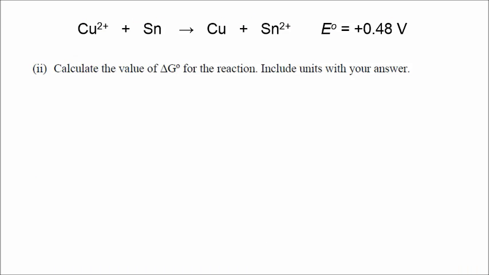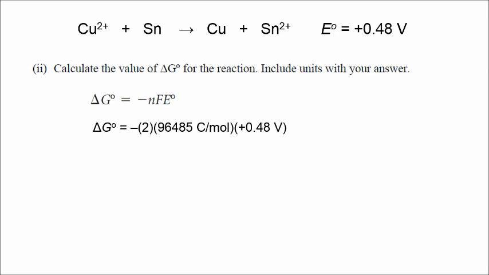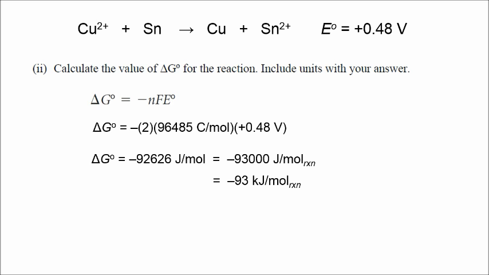For the delta G calculation, we use the following equation. The n is going to represent the number of moles of electrons. That's 2. We have the Faraday constant, and we have the voltage of 0.48. Multiply coulombs times volts, and we get joules. So we get, unrounded, negative 92,626 joules per mole. Rounded off to 2 sig figs, we get either negative 93,000 joules per mole of reaction or negative 93 kilojoules per mole of reaction.